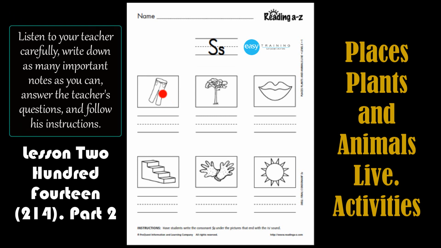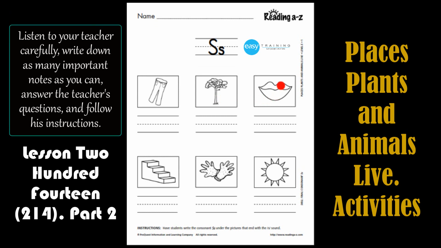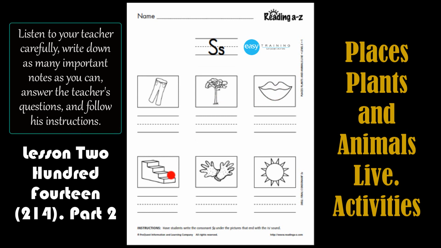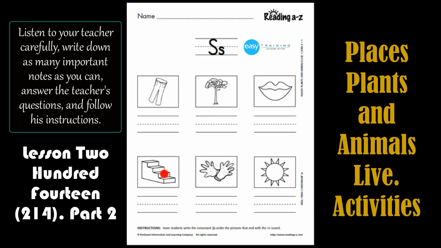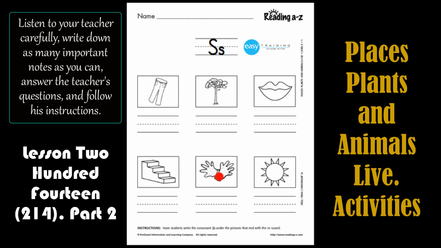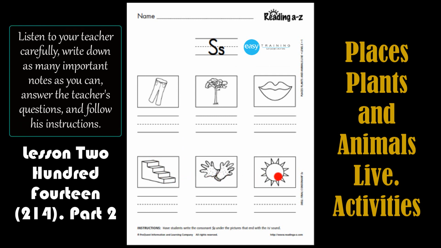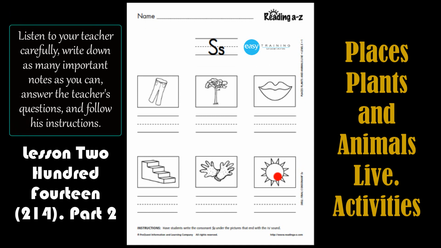These are pens. This is a tree. These are lips. These are stairs. These are gloves. And this is the sun. You heard it. Now you know which words end in the S sound and which don't. Let's write the capital S and little s under those pictures whose names end in the S sound.